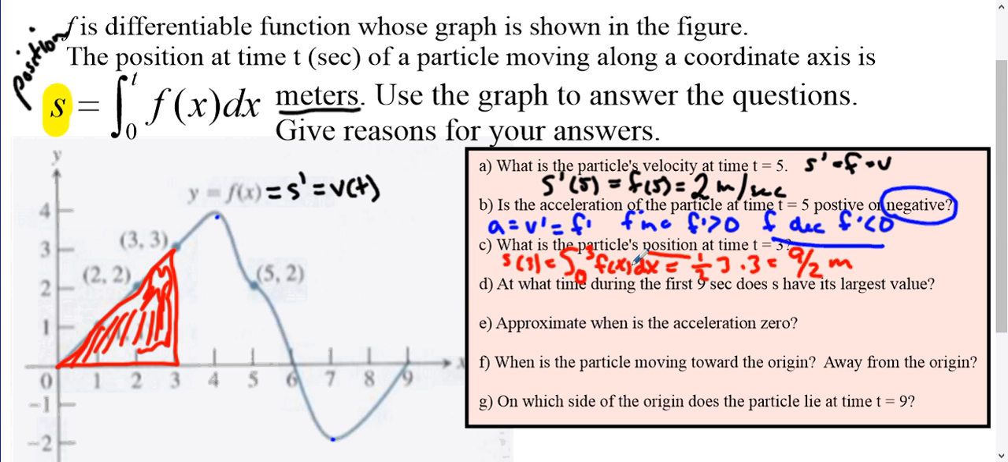Meters is going to be our particle position at t equals 3. Okay. Hopefully this is starting to make a lot of sense to you. Let's continue on. At what time during the first 9 seconds does it have the largest value?